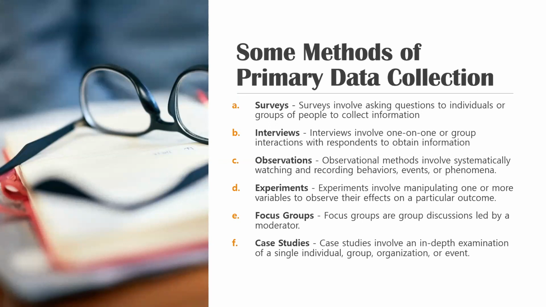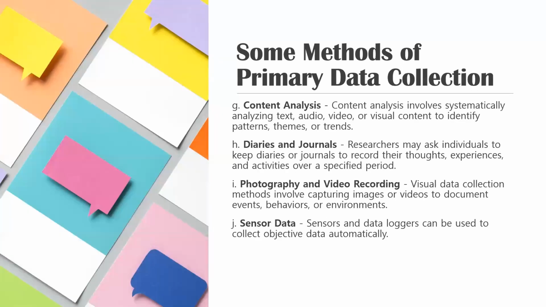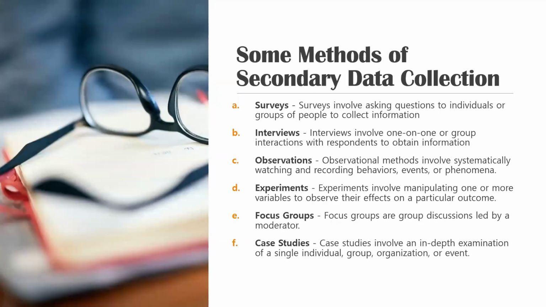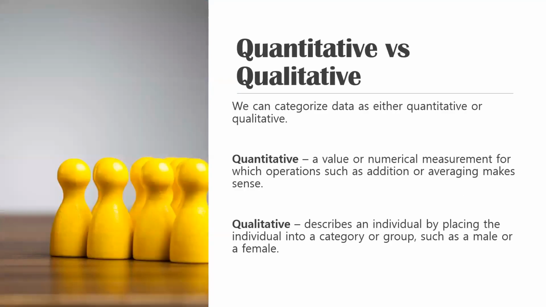To collect primary data, you can do surveys, interviews, observations, experiments, focus groups, case studies, content analysis, diaries and journals, photography and video recording, and sensor data. And for secondary data collection, you can do either of the following as well.